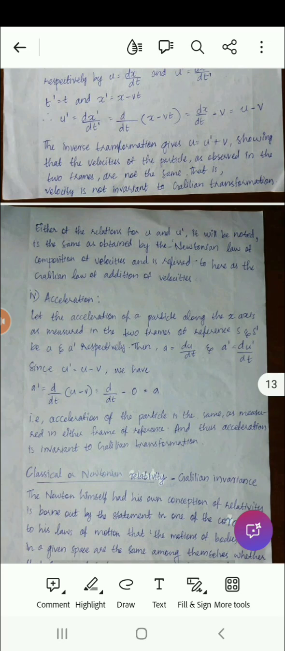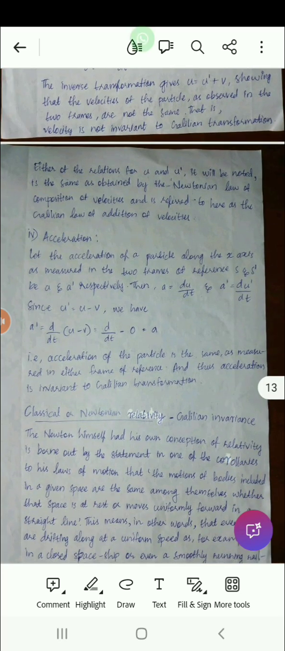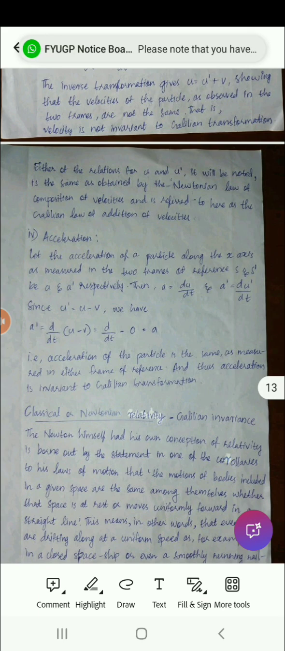Since the velocities in two inertial frames are different, we can't say velocity is invariant to Galilean transformation. The inverse transformation gives u is equal to u dash plus v. So velocity is not invariant to Galilean transformation. Either of the relations for u and u dash, it will be noted, is the same as that obtained by the Newtonian law of composition of velocities and is referred to here as the Galilean law of addition of velocities.